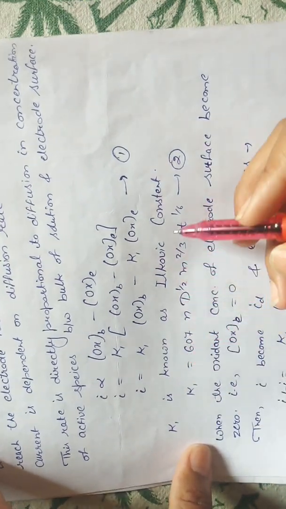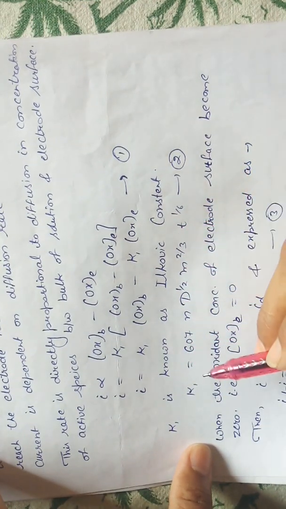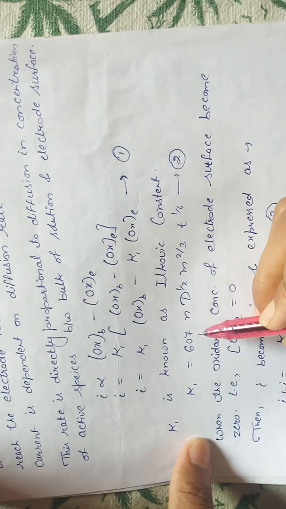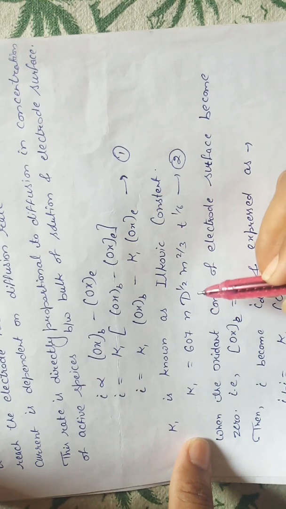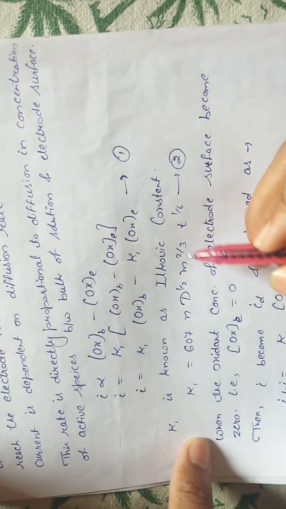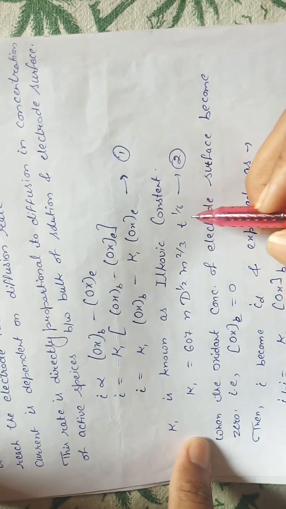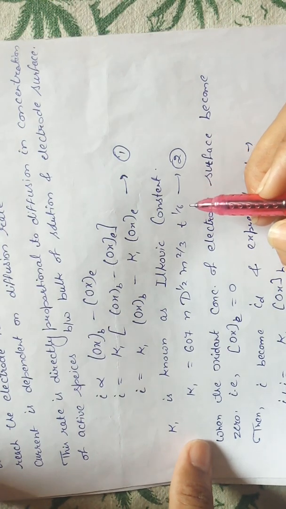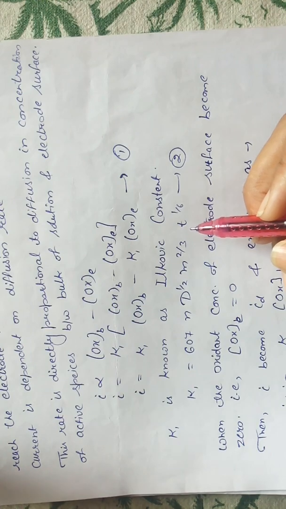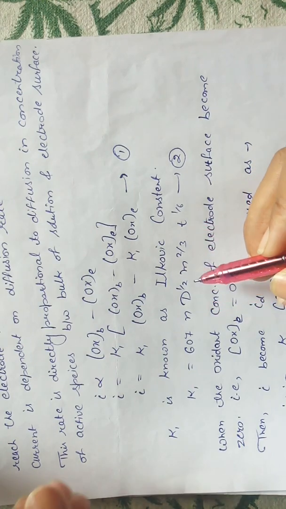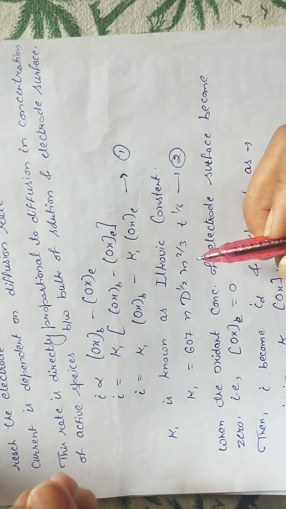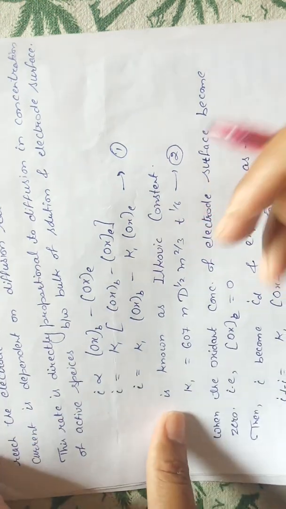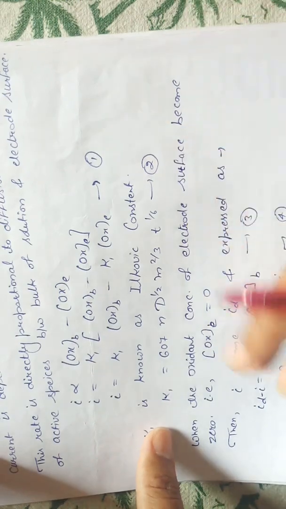K1 is known as the Ilkovic constant, where the value of K1 is 607 n d to the power half m to the power 2 by 3 t to the power 1 by 6, and this is equation number 2. In the last video we have discussed what n, d, m and t (time) are, so you can get it from there.